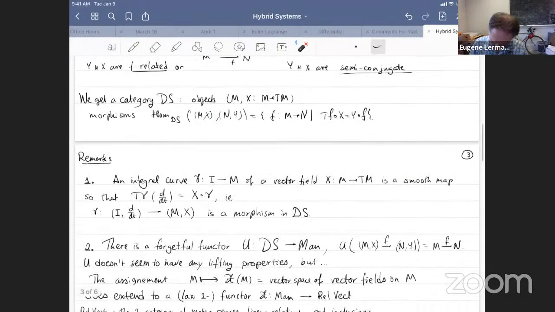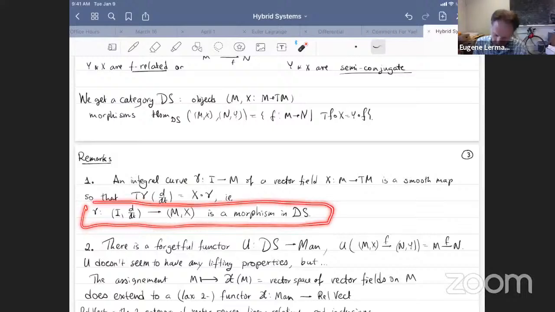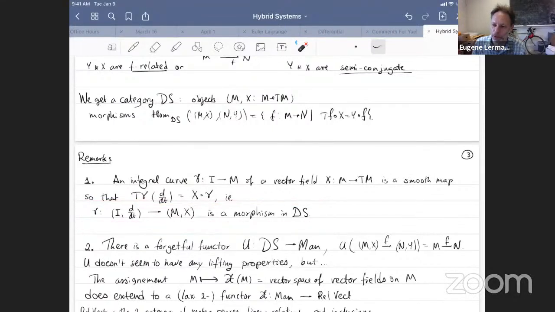A couple of remarks. First of all, an integral curve of a dynamical system is a smooth map. It will go from an interval to the manifold, satisfying this condition. This is a fancy way of writing gamma dot: the derivative of gamma is the value of the vector field at the point gamma of t. I want to write it this way because then we can see that integral curves are morphisms in the category of dynamical systems.